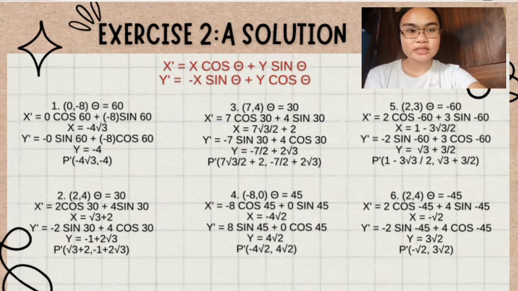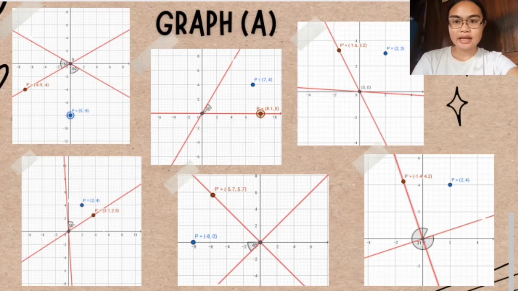And lastly, for our 6, our given p is 2 and 4, and our theta is negative 45. So our x dash is equals to 2 cos negative 45 plus 4 sin negative 45. So our x is negative square root of 2. And for our y dash is equals to negative 2 sin negative 45 plus 4 cos negative 45. So our answer is 3 square root of 2. So our p dash is negative square root of 2 and 3 square root of 2. And these are the graphs for our exercise 2A.